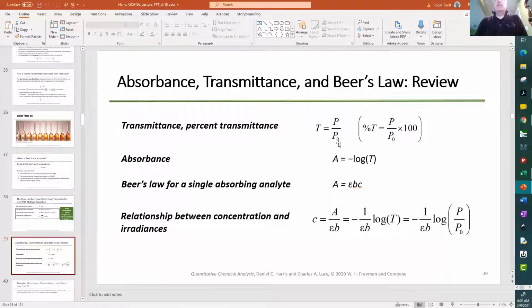So here, transmittance is P over P naught, A is minus log T, and A is epsilon BC. So C then is A over epsilon B, equal to minus 1 over epsilon B times log of T, which also equals minus 1 over epsilon B log of P over P naught. Remember that P is the light transmitted through a sample, and P naught is the same light transmitted through a blank.